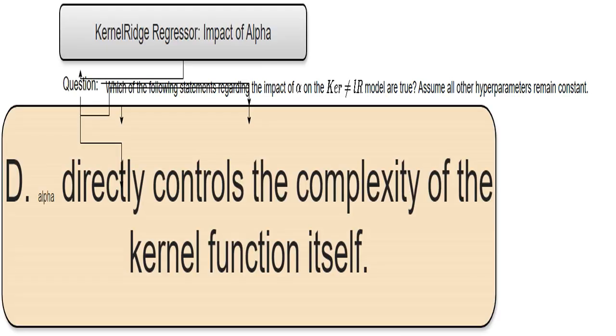pattern. Incorrect. Alpha is a regularization parameter. It controls the complexity of the model's fit to the data, not the complexity of the kernel function. You choose the kernel separately, e.g., RBF, linear. Alpha then dictates how strongly the model adheres to this chosen kernel.